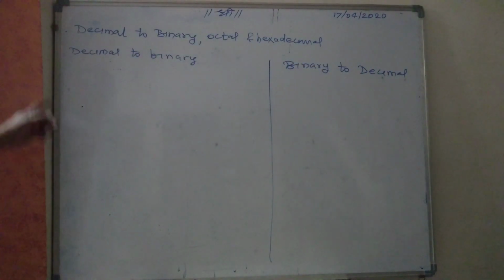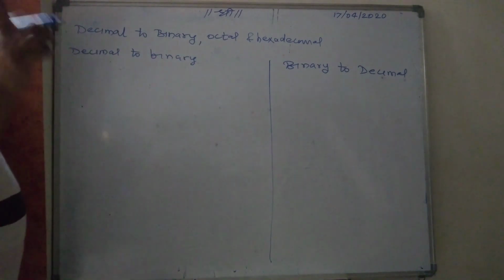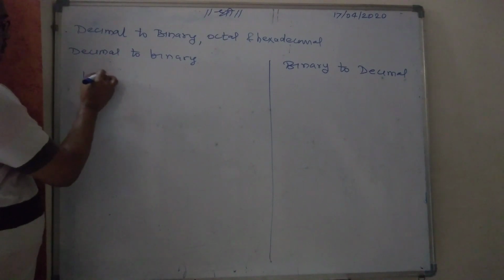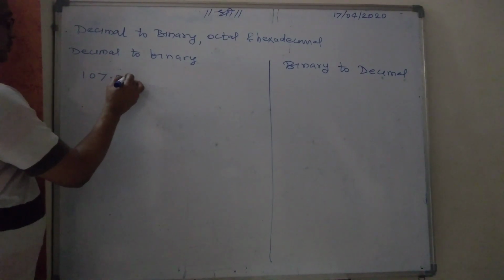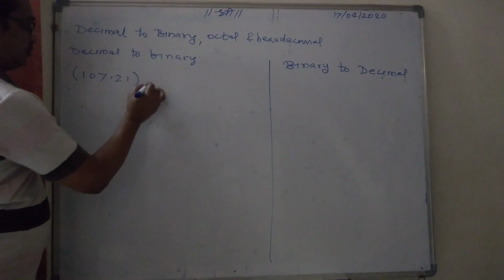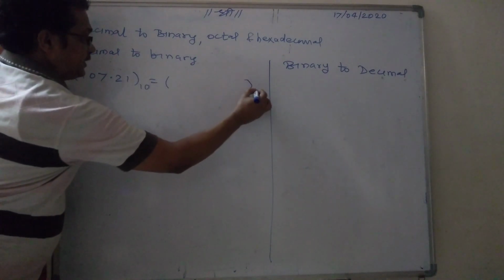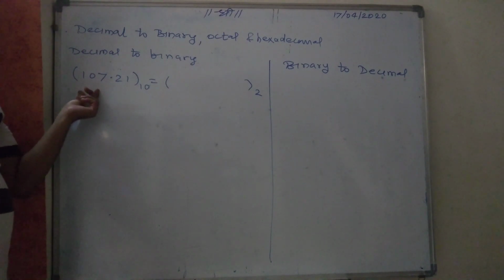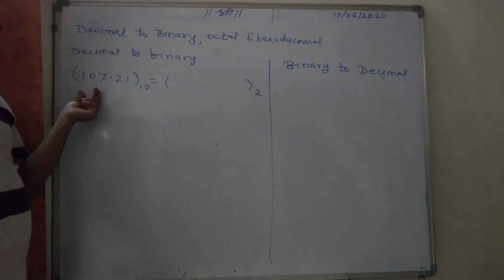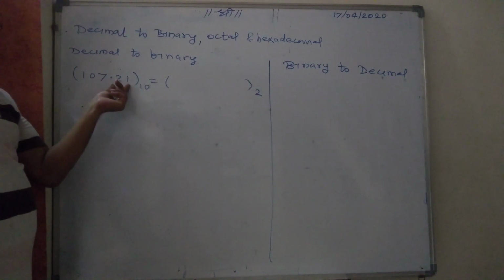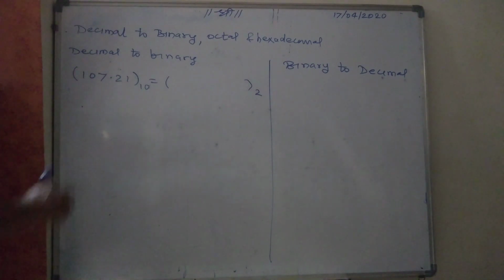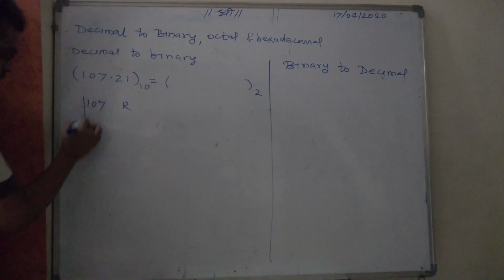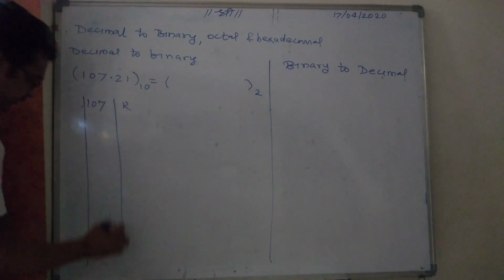Decimal to binary conversion and then binary. I am taking one decimal number. I have to convert it into binary. So for the integer part, go on dividing by 2 till the division is terminated, and for the fractional part go on multiplying by 2. So 107. We have to just go on dividing by 2.